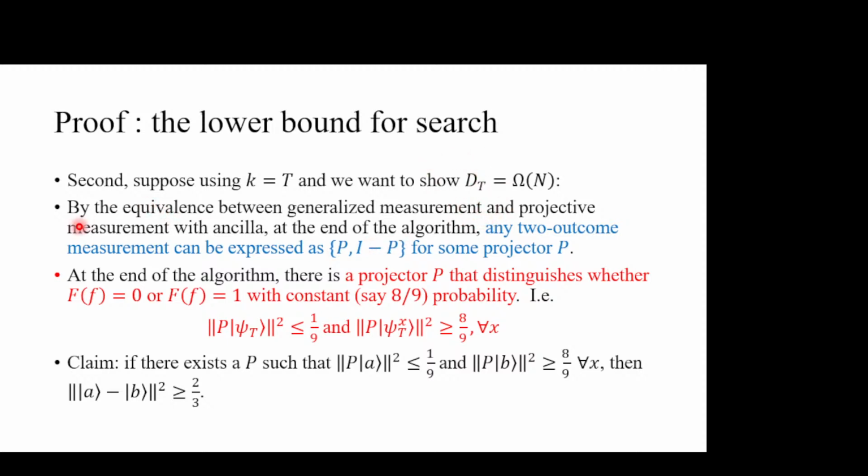Okay, and the idea is this. At the end of the algorithm, you are going to do some two-outcome measurement to distinguish whether you have a yes input or a no input. Before discussing the measurement, we first realize there is a very general thing at the end of the algorithm. We want to do a two-outcome measurement at the end to distinguish whether your input is a no case or a yes case.